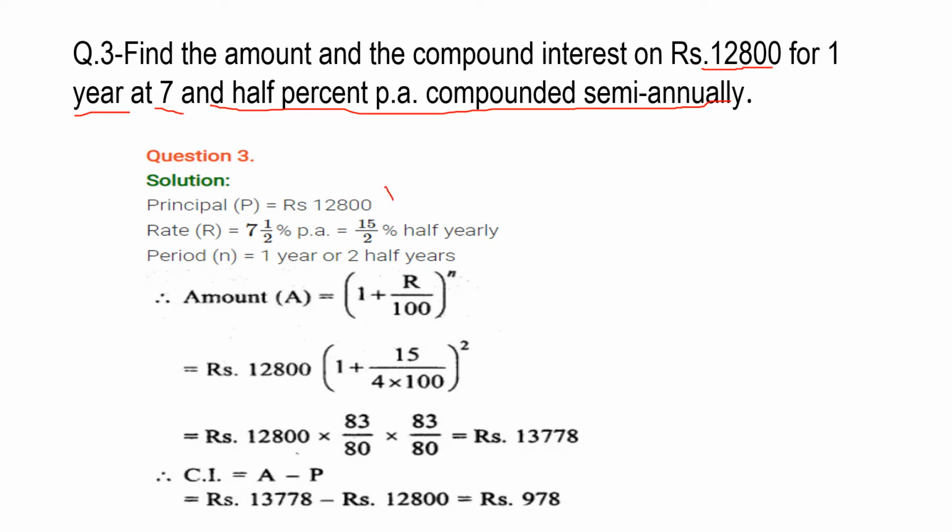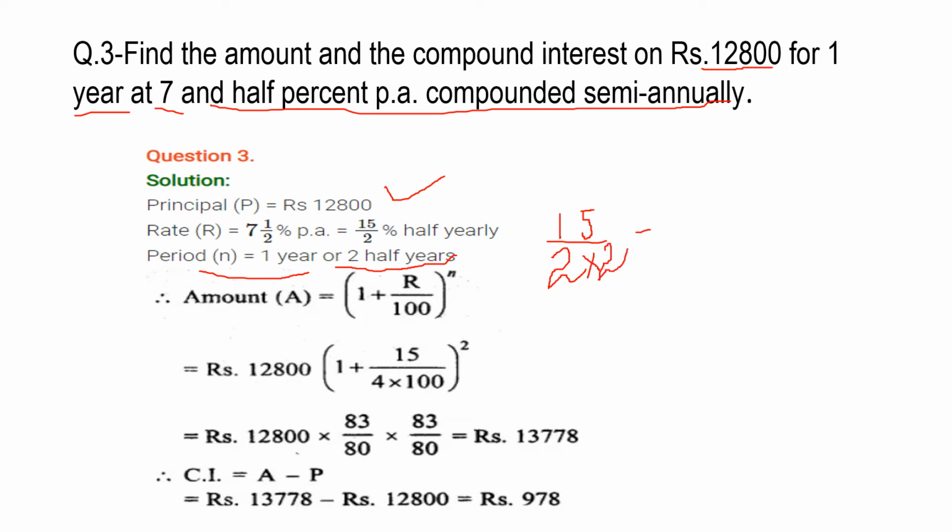So principal would be 12,800 only. Rate is 15 by 2%, right? 7.5 would be 15 by 2. And period is given to you, 1 year. It would be 2 half years. Clear? 2 half years. Now the rate is 15 by 2. Semi-annually means half yearly, so you have to divide the rate by 2. Actual rate is 15 by 2, right? When you divide it by 2, it will be 15 by 2 into 2.